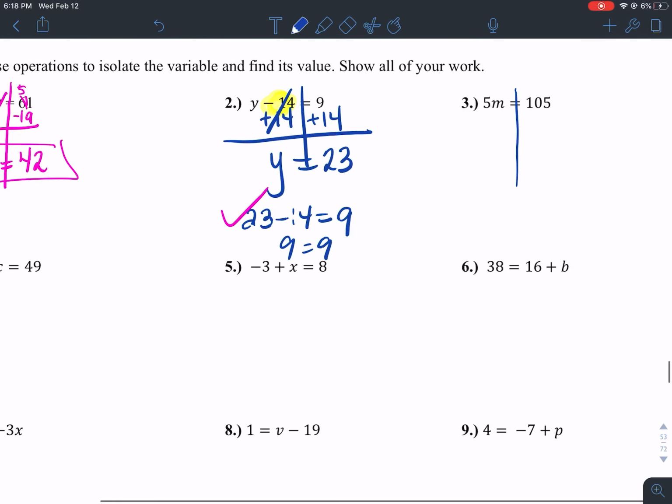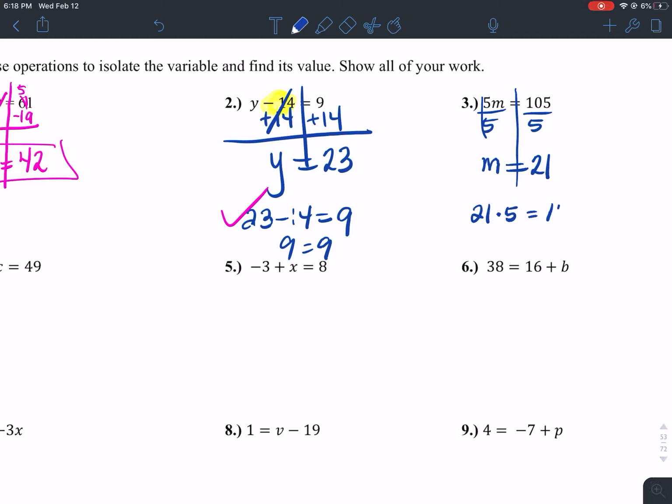So I'm going to isolate my m and divide both sides by 5. 5 divided by 5 gives me 1, so that goes away, and I'm left with m. 105 divided by 5, you guys can check your planners. You guys can do it the long way. I know it's 21. So m equals 21. I'm going to check it just to make sure. 21 times 5, is that equal to 105? Yeah, that's true. So that's correct.